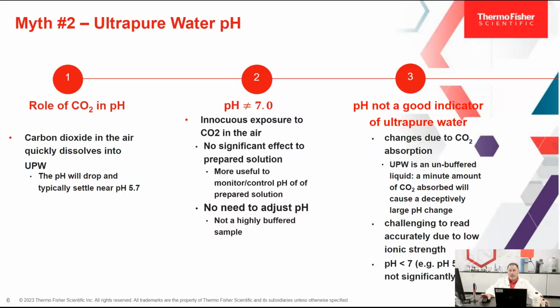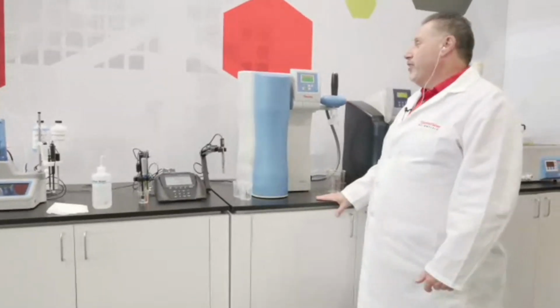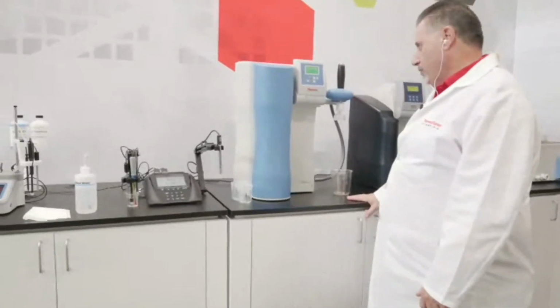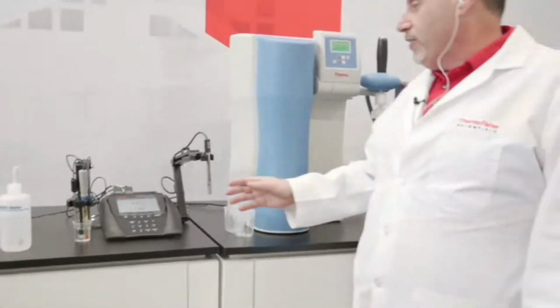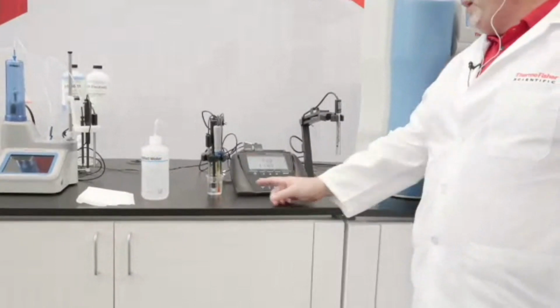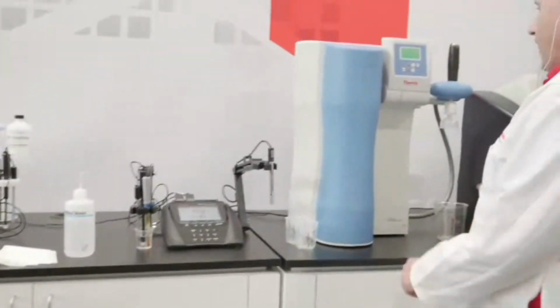Now that we have discussed a couple of these methods and results, let's go over to the instruments and see if we can reproduce those results. So today we are going to dispense water from our Thermo Scientific Barnstead GenPure Pro water purification system. We'll take ultrapure water out of the system, and then we'll move over to our Thermo Scientific Orion VersaStar Pro multimeter, and we'll measure the pH of the water and also the conductivity of the water. So let's take an aliquot.